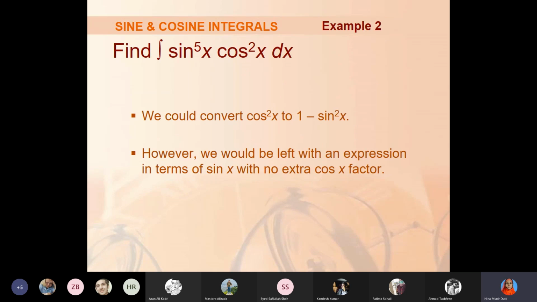And if I have the product of powers of sine and cos, what am I going to do? Which power do I need to separate, the odd one or the even one? The power of sine is odd and the power of cos is even. I will separate this sine, sine of x.